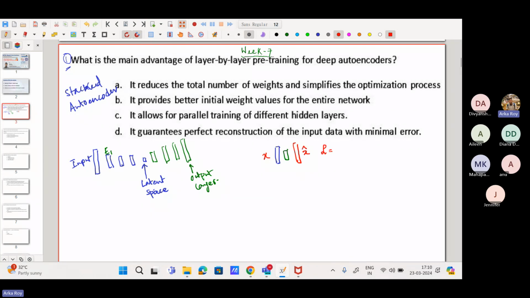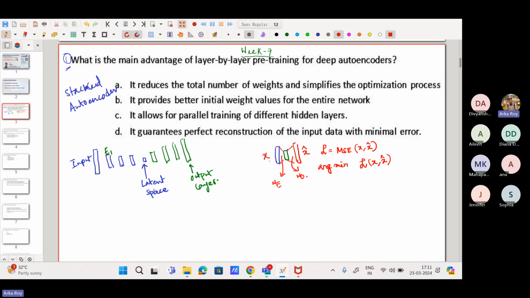Then you will have a loss function, basically a loss of X comma X hat, and that loss function will be minimized. So arg min of the loss of X and X hat, and these are the weights and biases that have to be optimized. This is the weight of the encoder, WE, and this is the weight of the decoder part. Let me consider that you have absorbed the bias term inside the weight.